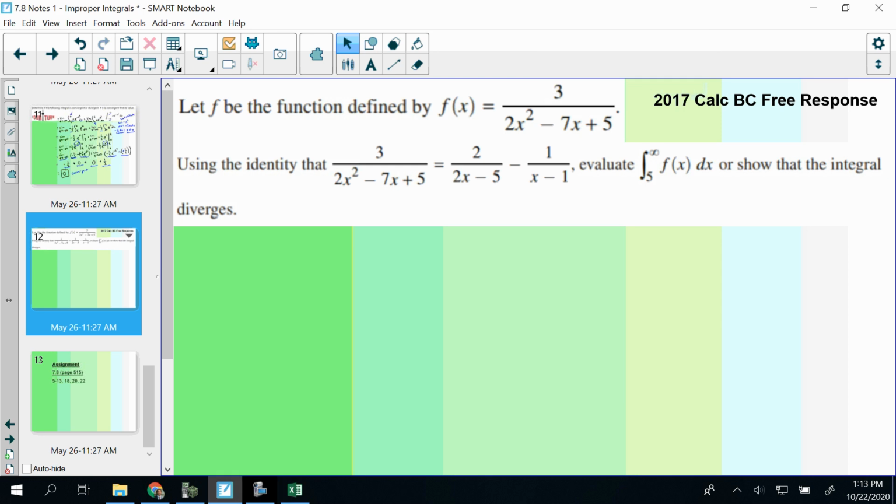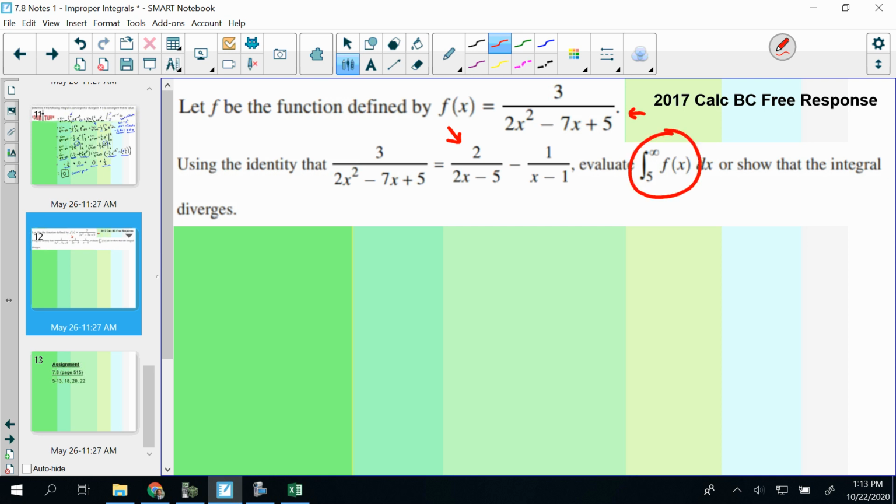All right, let's look at an example from an AP test. This was from the Calc BC 2017 free response. It says let f be this function, using the identity that what we got up here is also equivalent to this, by using a common denominator, or factoring in using common denominator here. Evaluate the integral from 5 to infinity for this, or show that it diverges.